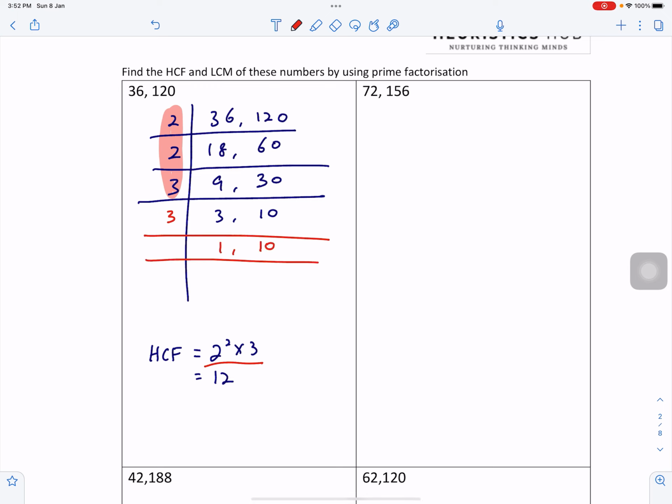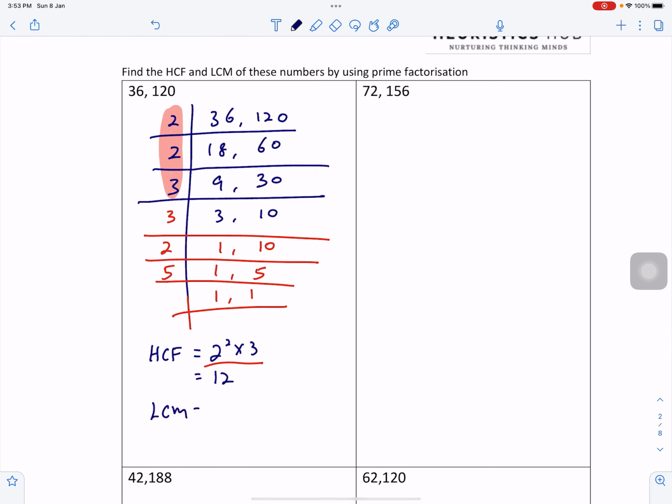Why do you need to continue on? Because you want to find the LCM. And you divide by 2 again, that should give me 1 and 5. Now, a lot of students tell me, can you divide by 10 or not? Cannot, because 10 is not a prime number. So, there you go.